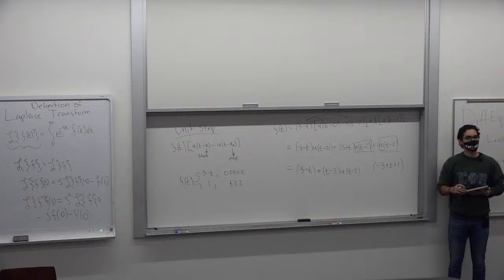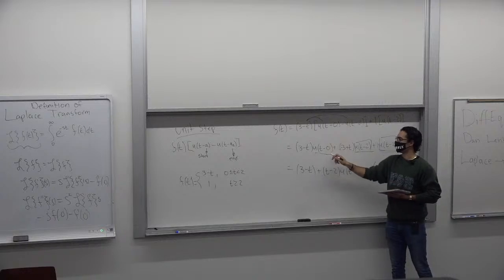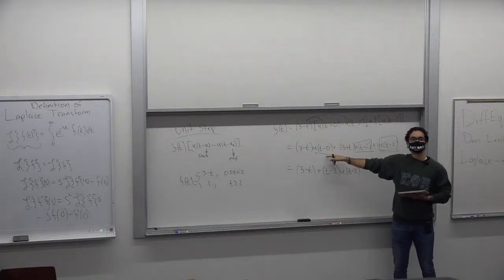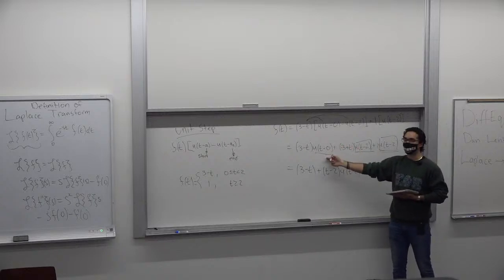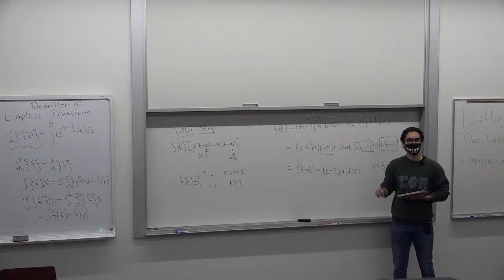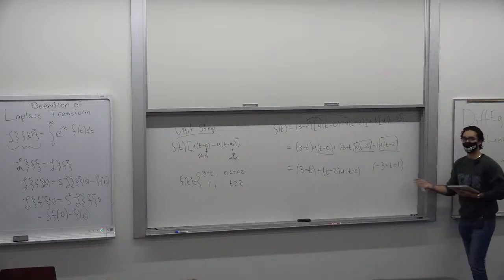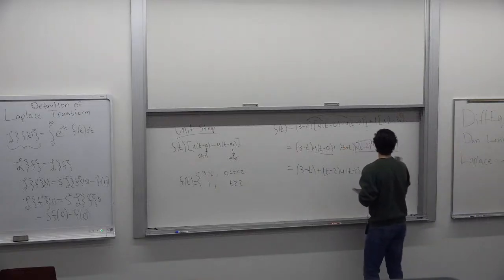Cool? Yes. What happens to the first part with the t minus 0? This? So u of t minus 0 is the same as just u of t, which is just the same as 1. So you could keep it like this, but it doesn't matter. Cool? Can I erase this? All right, let's keep moving.